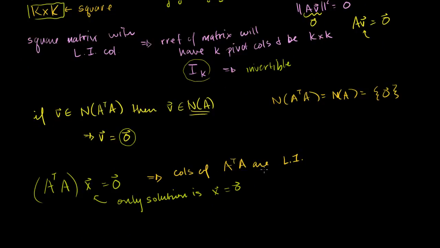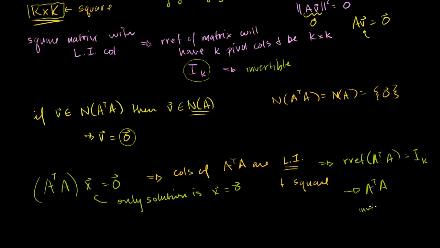So all of the columns are linearly independent, and I said it over here, A transpose A has linearly independent columns, and it's a square matrix, that was kind of from the definition of it. So we now know that A transpose A, that tells me that the reduced row echelon form of A transpose A is going to be equal to the k by k identity matrix, which tells me that A transpose A is invertible, which is a pretty neat result.